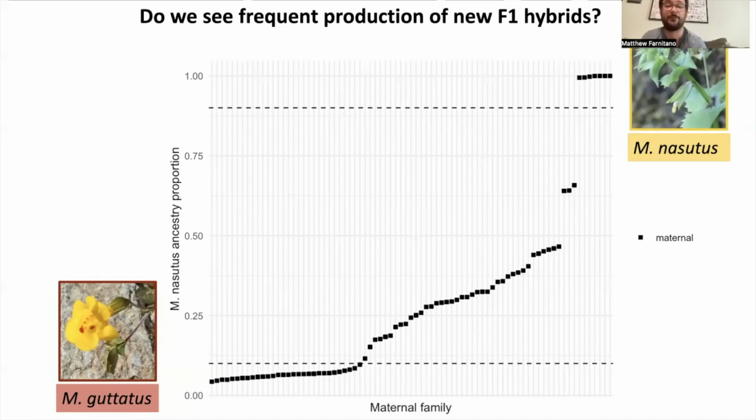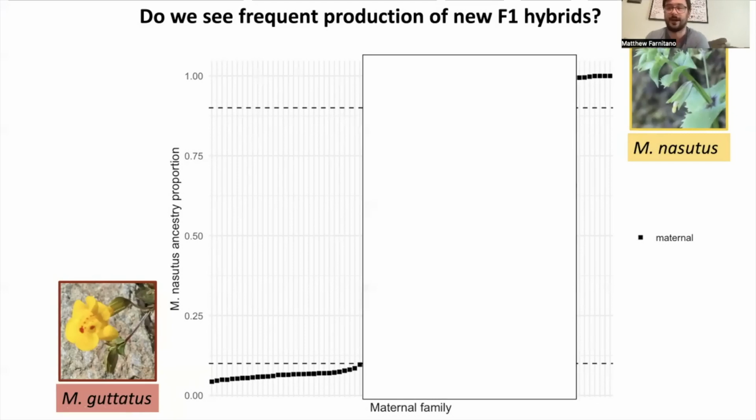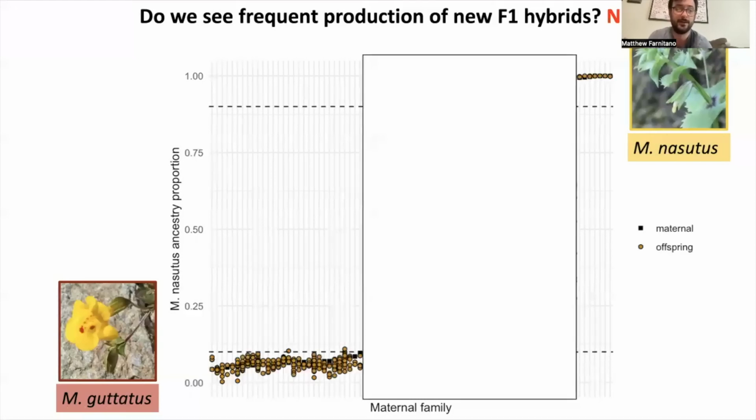So we don't have any new F1 hybrids in our maternal samples, but do we have any in our offspring samples? To do that, I'm going to hide the hybrids just for a minute and look at our pure or mostly pure species individuals, Guttatus versus Nasutus, and plot the offspring onto this plot. And what we see is that the offspring pretty much match the maternal ancestry. If you were a Guttatus mom, you had Guttatus offspring. We don't see any F1 hybrids being created in this new data. So if that's the case, how is our hybrid population being maintained across years?